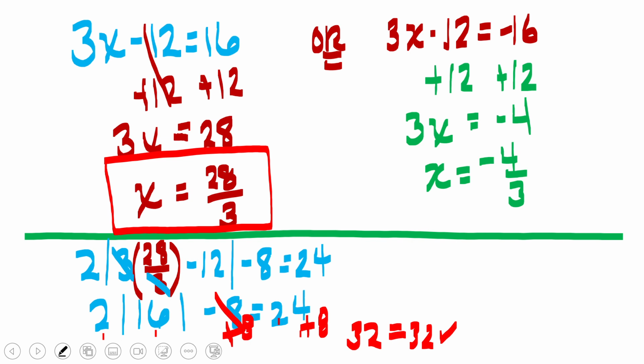Alright, so we're going to pop in 2 times the absolute value of 3 times negative 4 thirds.